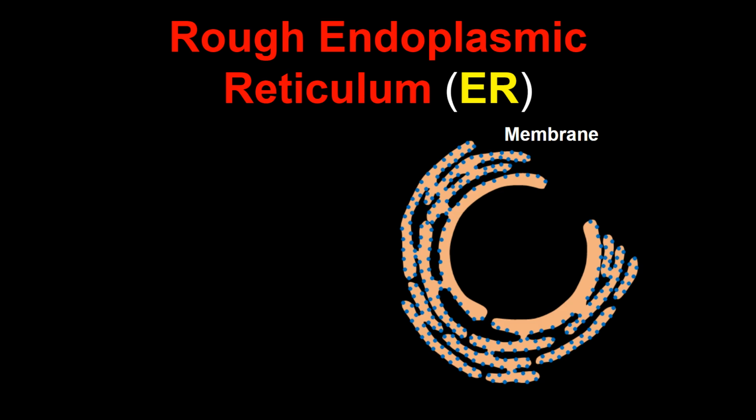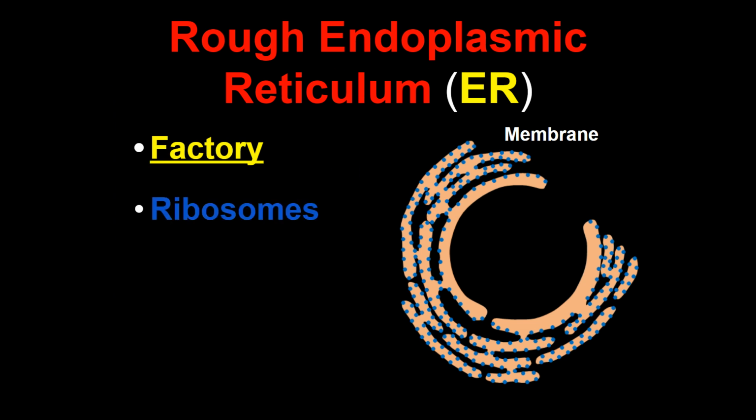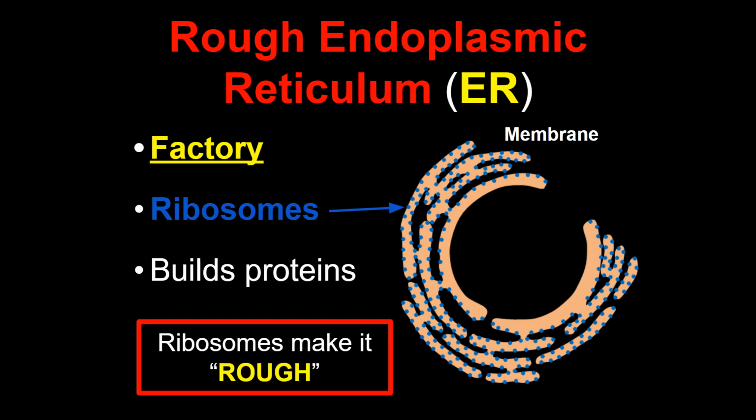The rough endoplasmic reticulum, just remember rough ER, they're like factories because they store ribosomes, which build proteins. So you can see all these little dots on the membrane of the rough ER are ribosomes. So the ribosomes make it rough. That's why it's called the rough ER.